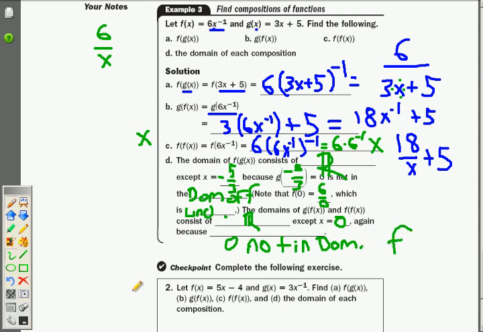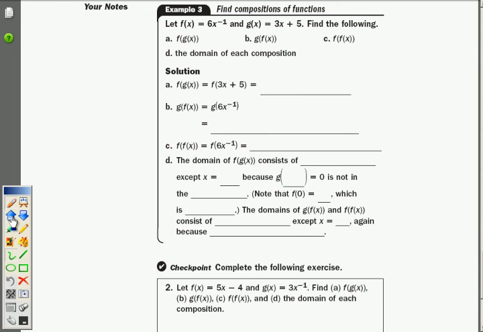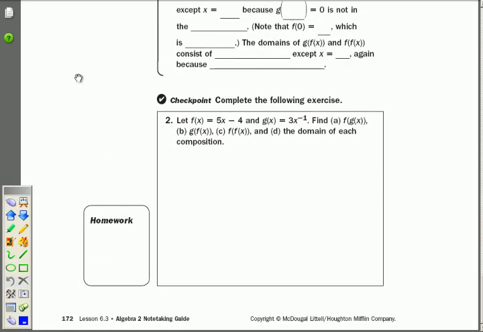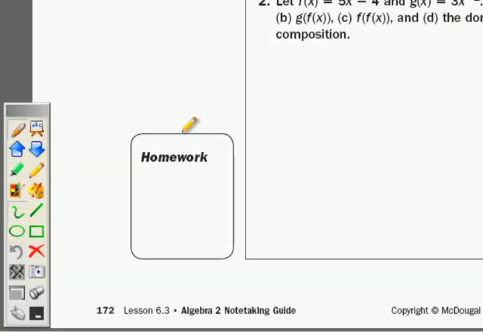All right. So let's take a look at that checkpoint real quick. You guys work on that for just a moment, and then I'll give you the answers. We can talk about it tomorrow.